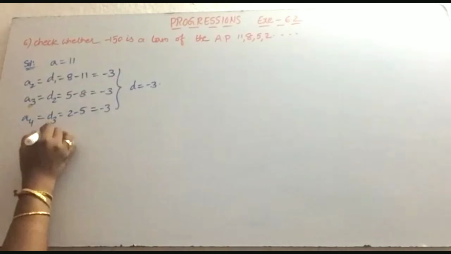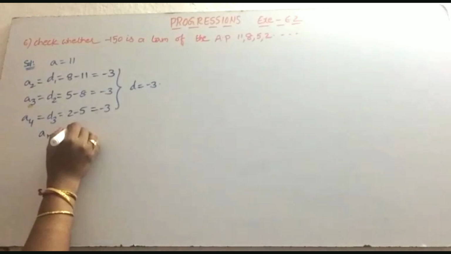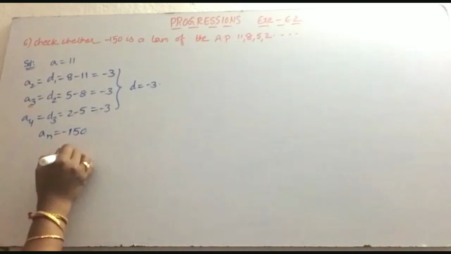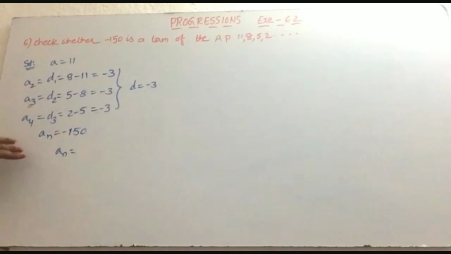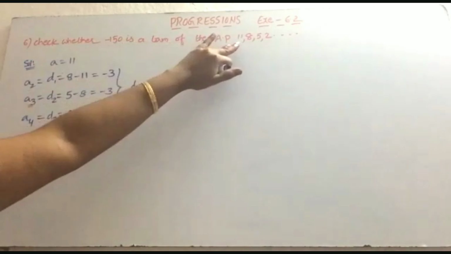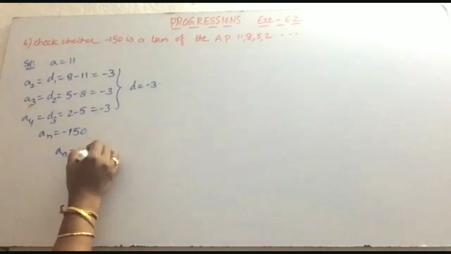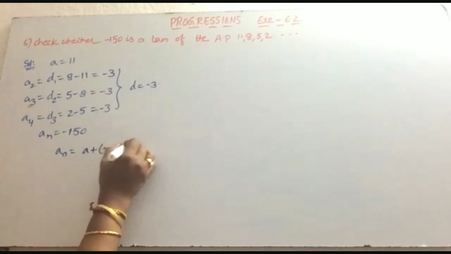Now we will take an is equal to minus 150. So we will find whether minus 150 is in this AP or not. So an is equal to a plus n minus 1 into d.